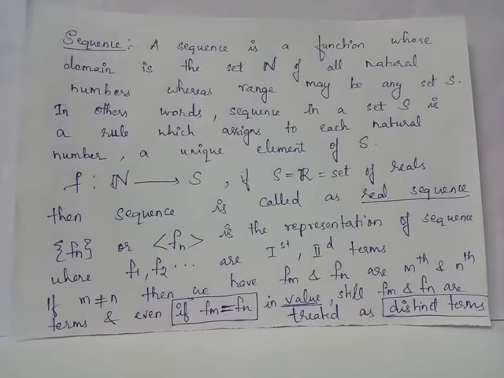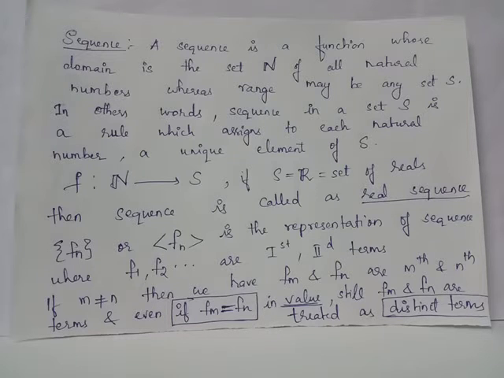Whenever we have m not equal to n, it means that m and n denote distinct positions. Corresponding to these positions, we have f suffix m and f suffix n as the mth and nth terms of this sequence. Even if the terms f_m and f_n hold the same value, in that situation too, we will treat f suffix m and f suffix n as distinct terms.